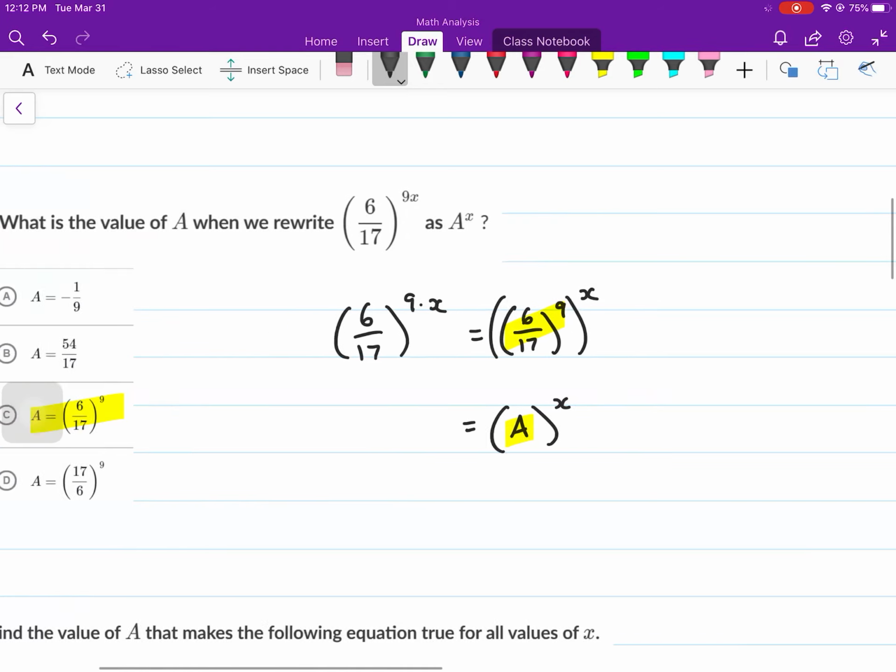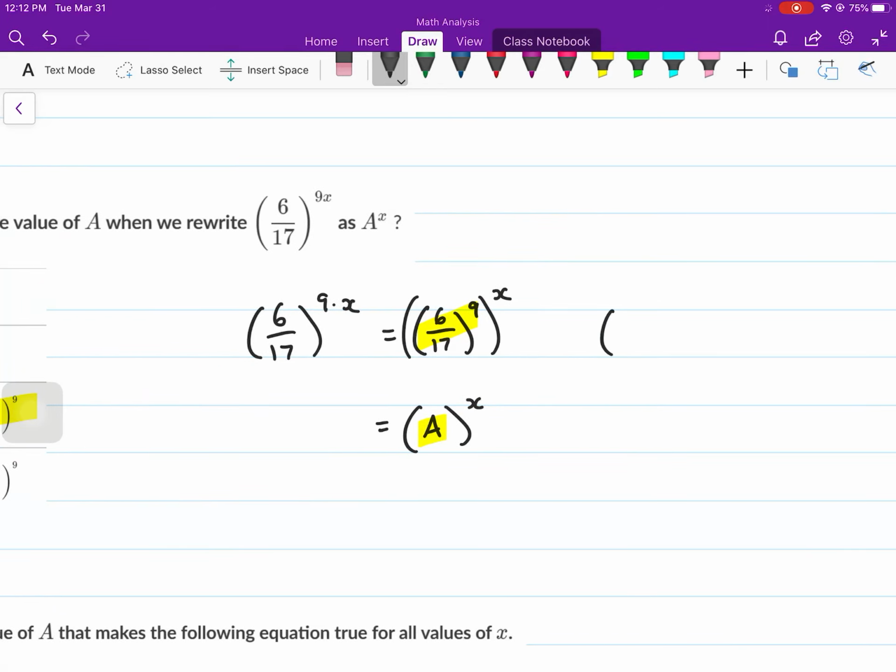Now you might be thinking, couldn't we have rewritten this instead like (6/17)^x to the 9? Yeah, you could have, but this question wants us to write it in the form a to the x. This outside power is an x, so it wouldn't really quite take that form. So technically these are the same, but this wouldn't help us answer our question.